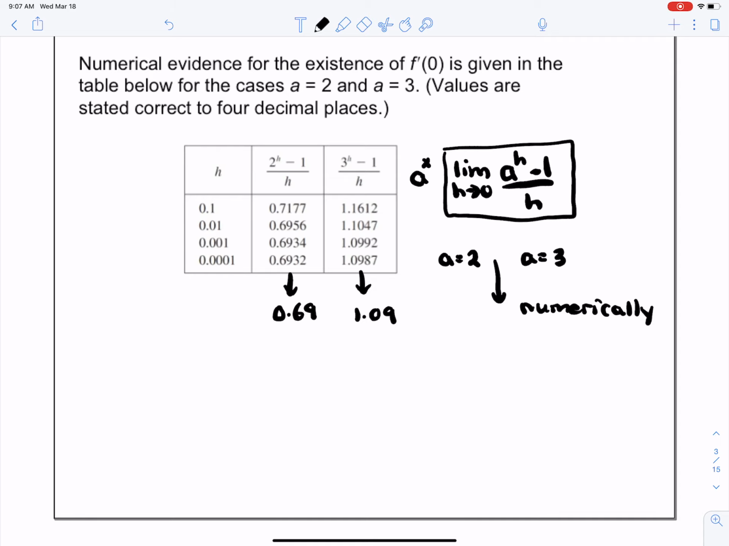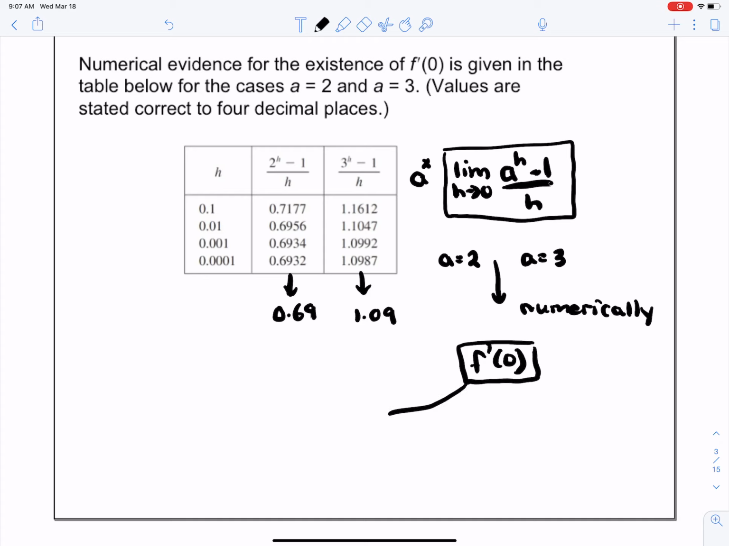But we want to try to find the easiest value of this boxed expression, which is essentially f prime of 0. If we can make this expression f prime of 0 equal to 1, that would be the best option for us. We can notice here that this is the value produced when a is 2, and this is the value produced when a is 3. So if I can find some a value in between that makes that limit equal to 1, that would be the easiest expression.